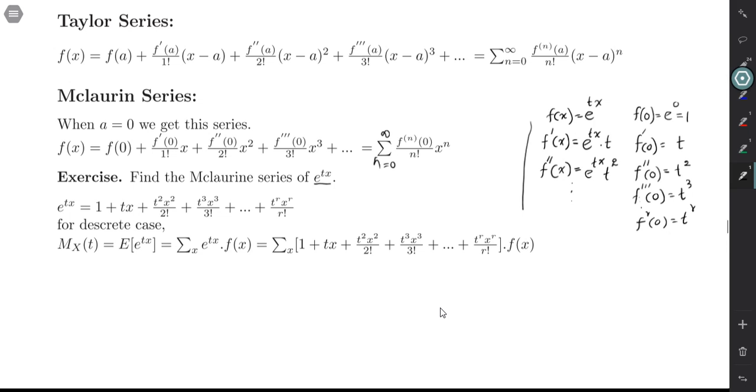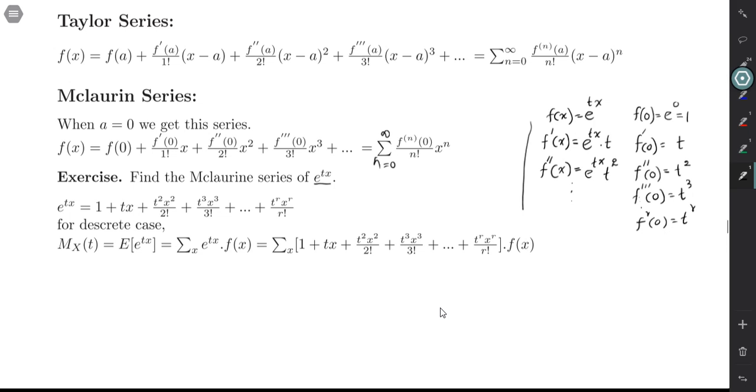Now let's substitute these values into our Maclaurin series. f at 0 is 1. The first derivative of f evaluated at 0 is t. So you have t here and x over 1 factorial, which is 1, so you can omit writing it. The second term becomes tx. For the next term, the second derivative of f at 0, we found it is t square. So you have t square here times x square divided by 2 factorial.